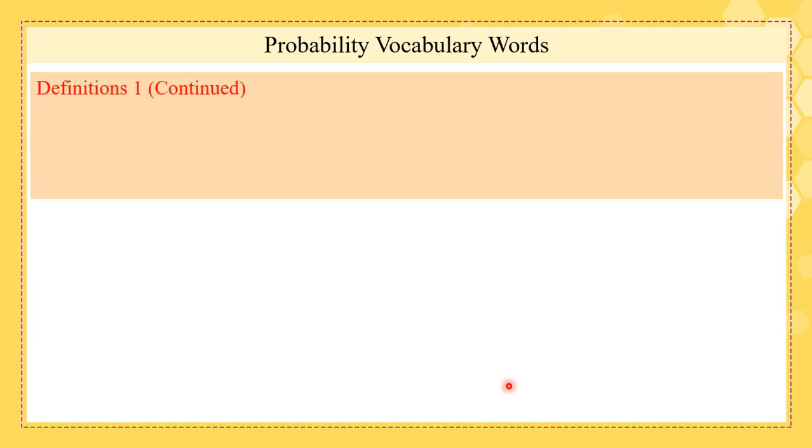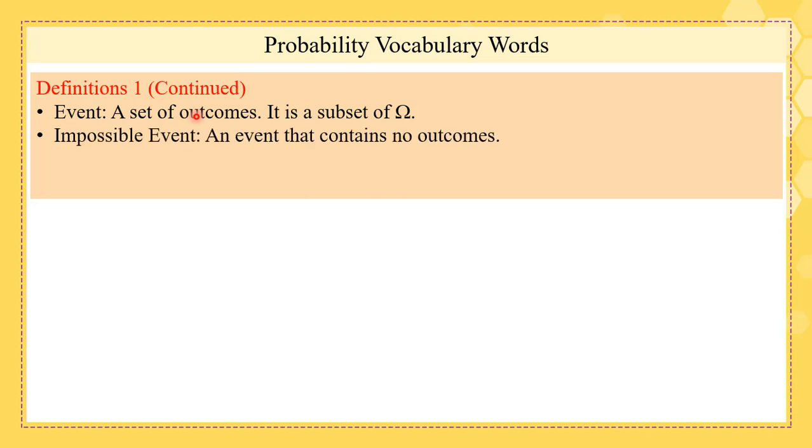Let's continue talking about the vocabulary words. Event, it's a set of outcomes, it's a subset of omega. So an event is a subset of omega. It contains many outcomes, and it could contain only one outcome or no outcomes. We have specifically what we call an impossible event. It's an event that contains no outcomes.